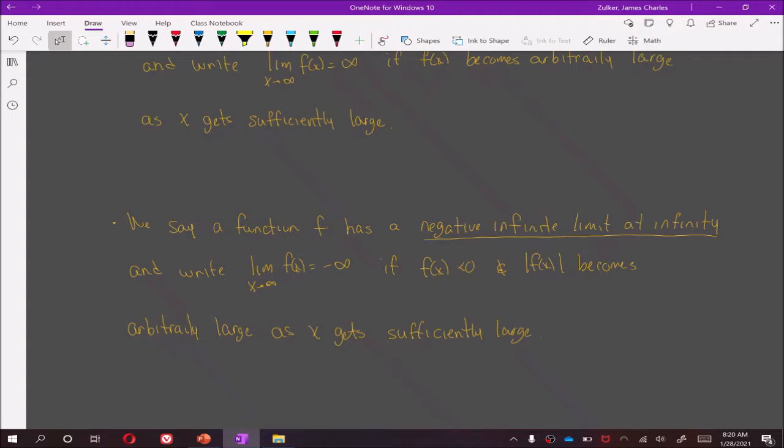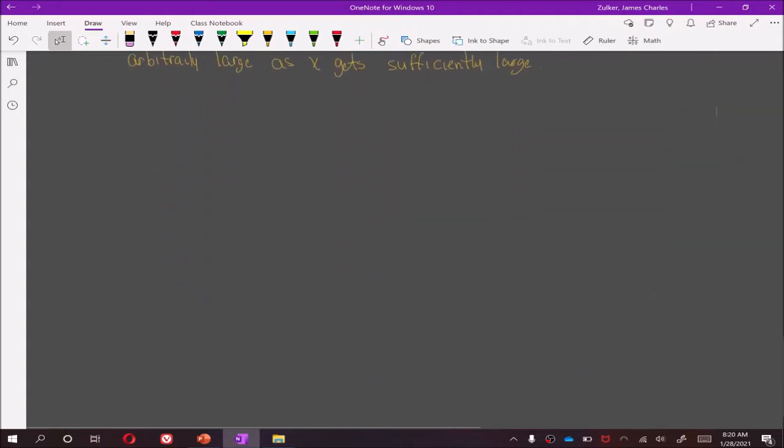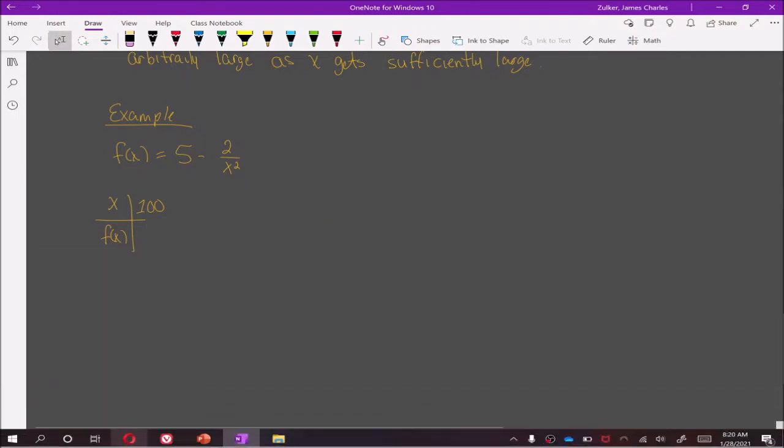We now conclude with several examples. First, let's look at this function here, f of x equals 5 minus 2 over x squared. As we did when we first started looking at limits, we will create a table of values. First, we're going to let x grow sufficiently large. So first we want x equals 100.